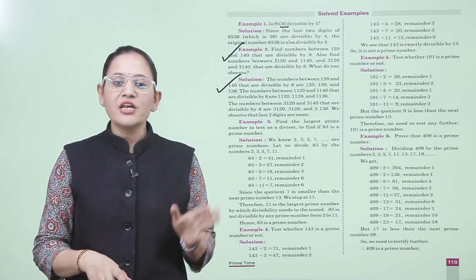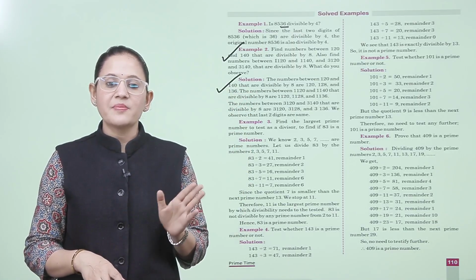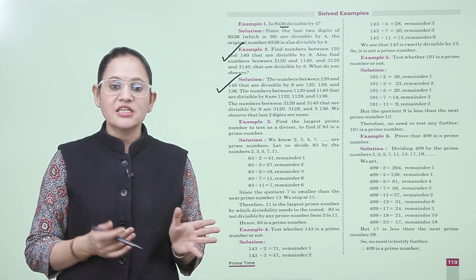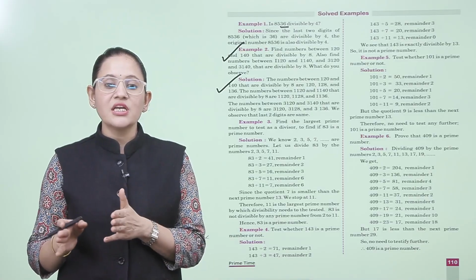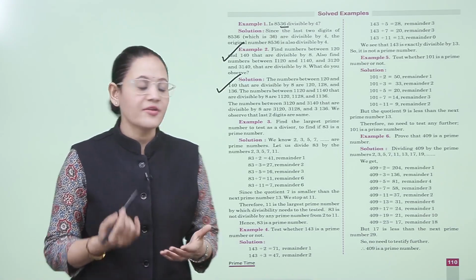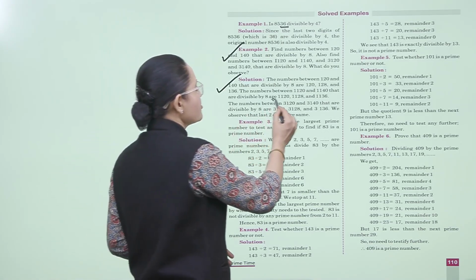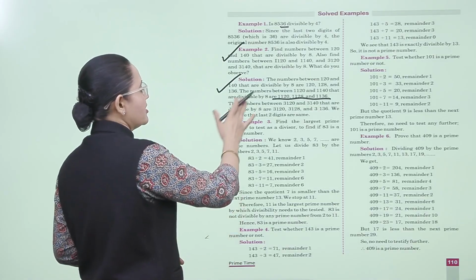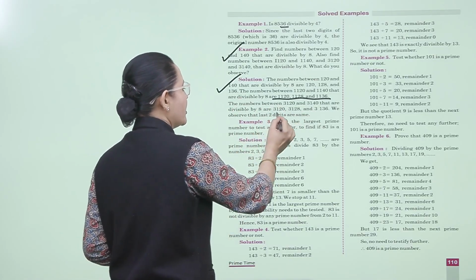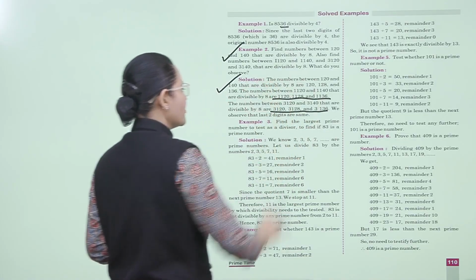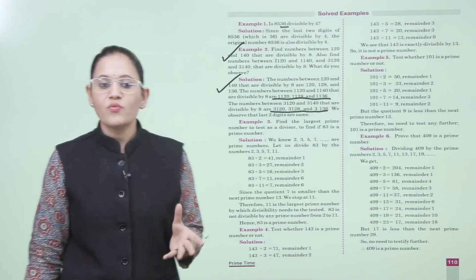The numbers between 120 and 140 that are divisible by 8 are 120, 128 and 136. The numbers between 1120 and 1140 that are divisible by 8 are 1120, 1128 and 1136. And the numbers between 3120 and 3140 are 3120, 3128 and 3136. So what have we observed?